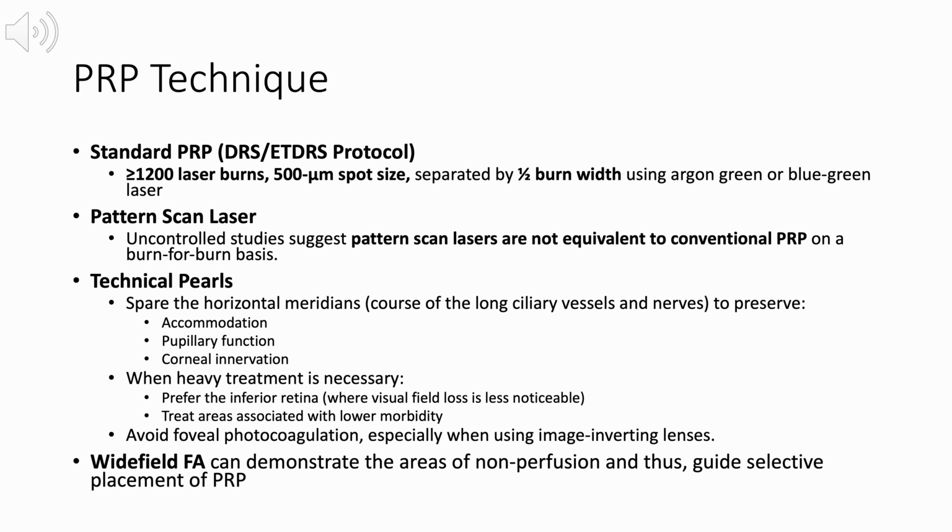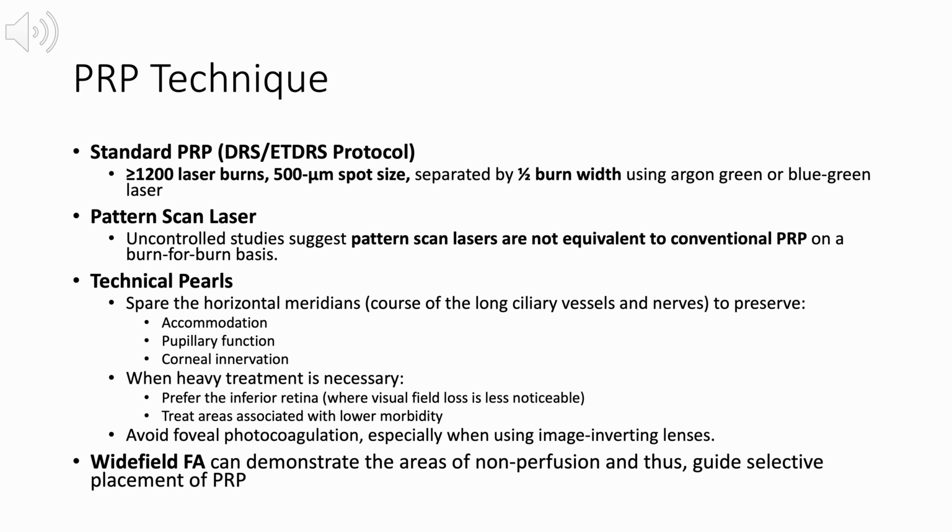There are several technical pearls worth knowing. Spare the horizontal meridians, which carry the long ciliary vessels and nerves. Sparing these structures preserves accommodation, pupillary function, and corneal innervation. When heavy treatment is necessary, prefer the inferior retina, because visual field loss inferiorly is less noticeable to the patient than superiorly. The corresponding superior field defect is less intrusive than an inferior one would be.